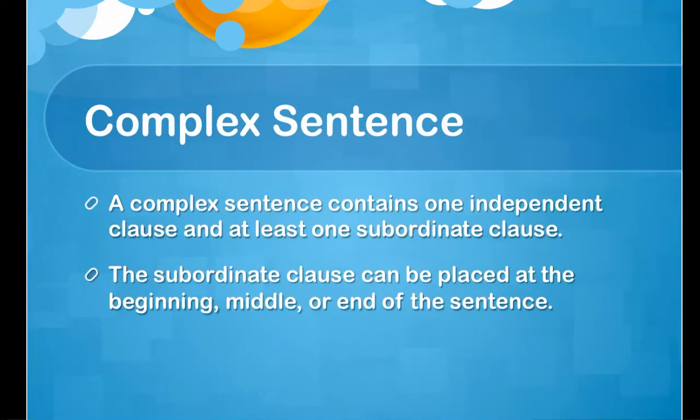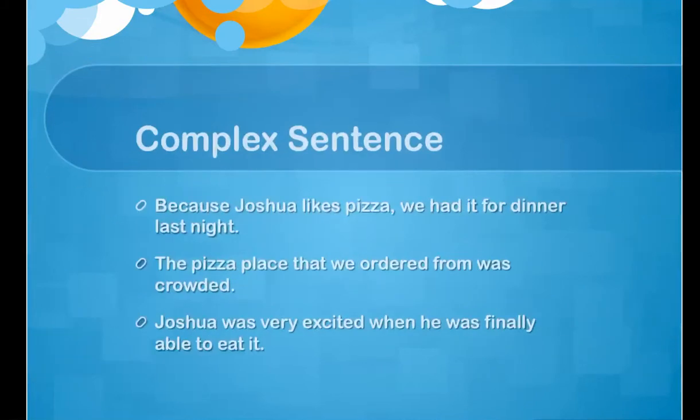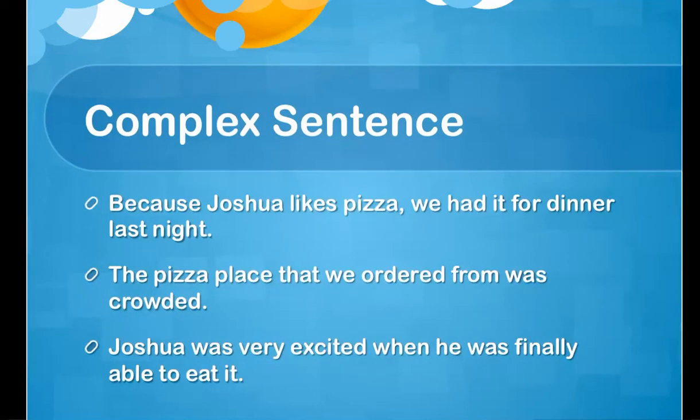A complex sentence contains one independent clause and at least one subordinate clause. The subordinate clause can be placed at the beginning, middle, or end of the sentence. Number 1, because Joshua likes pizza, we had it for dinner last night. Because Joshua likes pizza is a subordinate clause. It's an adverb clause starting with the subordinating conjunction because.